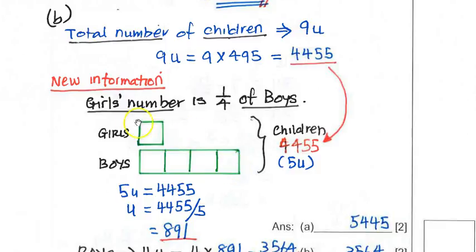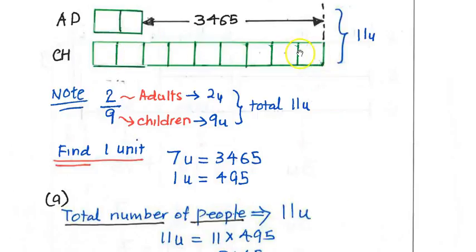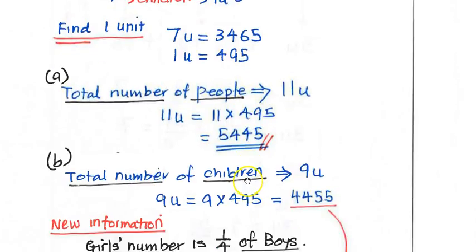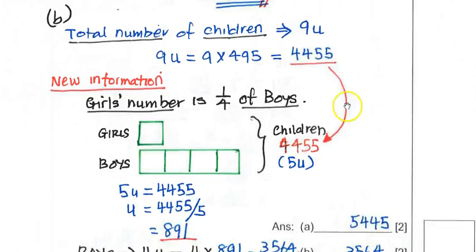Now, after understanding this, before you continue to calculate, please find out the number of children. The number of children is actually, look here, 9 units. Children, 9 units times 495. So 9 units times 495 is 4455. So the number of children is 4455, which I'm going to put here.